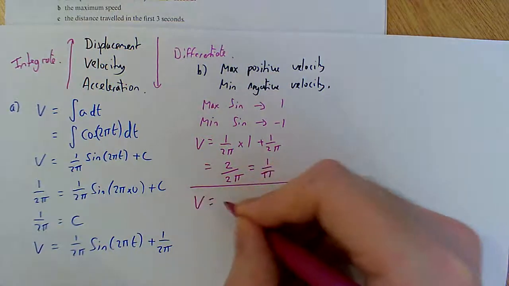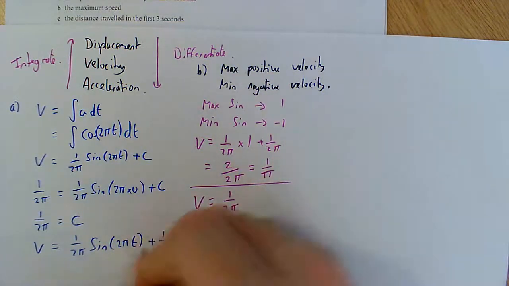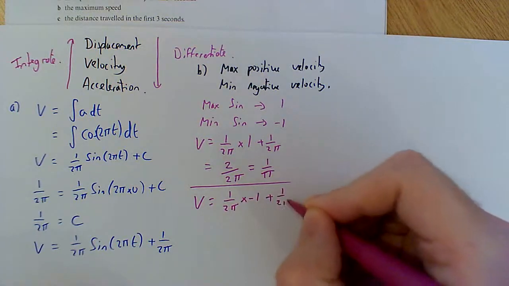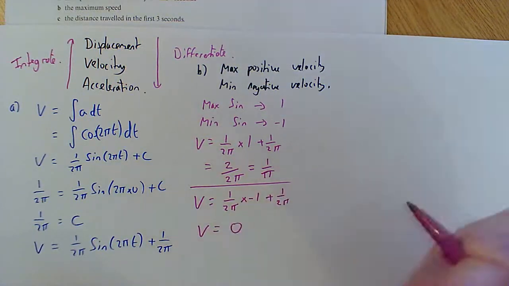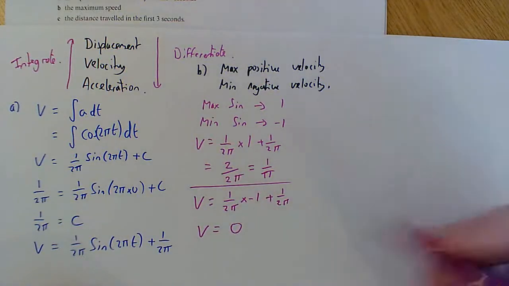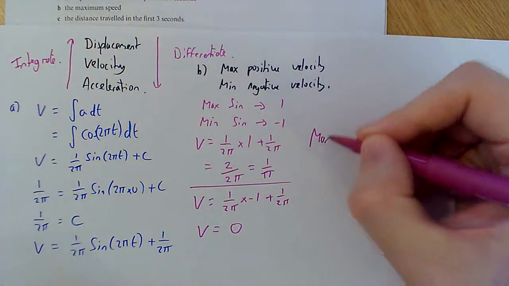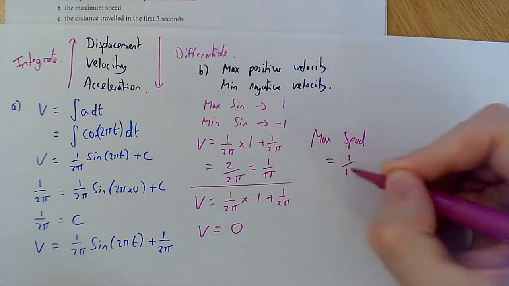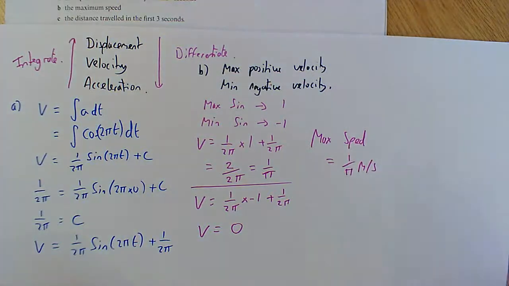Let's just check what happens when that whole sine term becomes minus 1. Well, what we'll actually get is they'll cancel out and the velocity goes back down to 0. So actually the velocity doesn't become negative at any point, because we've substituted in the lowest possible value of sine, which is minus 1, and it's still 0. So this function always has a positive velocity. That tells us that the max speed is, of course, from here 1 over pi meters per second.